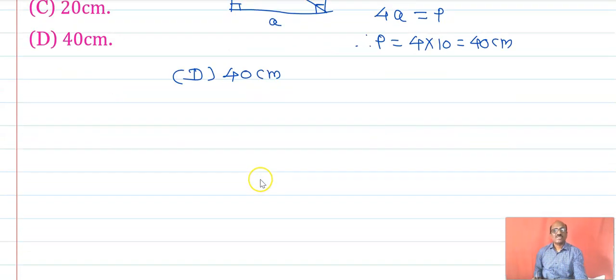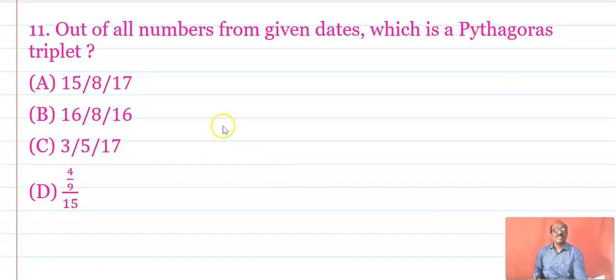Now the next question. Out of all numbers given, which is Pythagoras triplet? Okay. आता हा तर आहे. That is 17 square means what? 289. 289 is equal to 15 square means what? 225 plus 64. And then this is the Pythagoras triplet. Okay. हा Pythagoras triplet आहे डायरेक्टली फर्स्ट वाला.